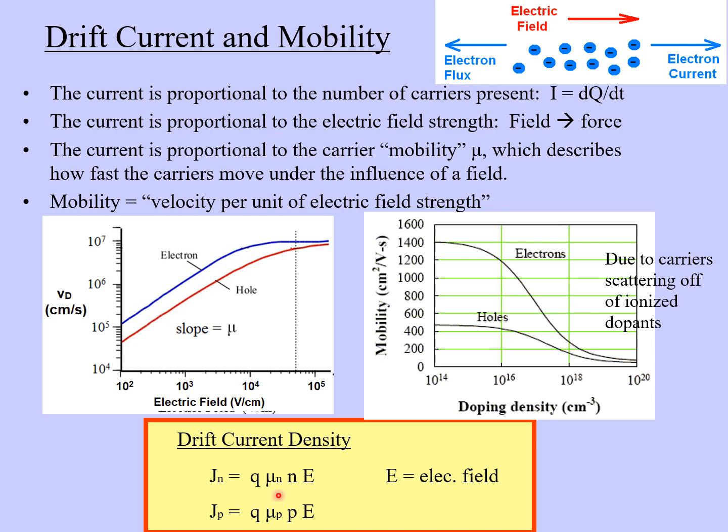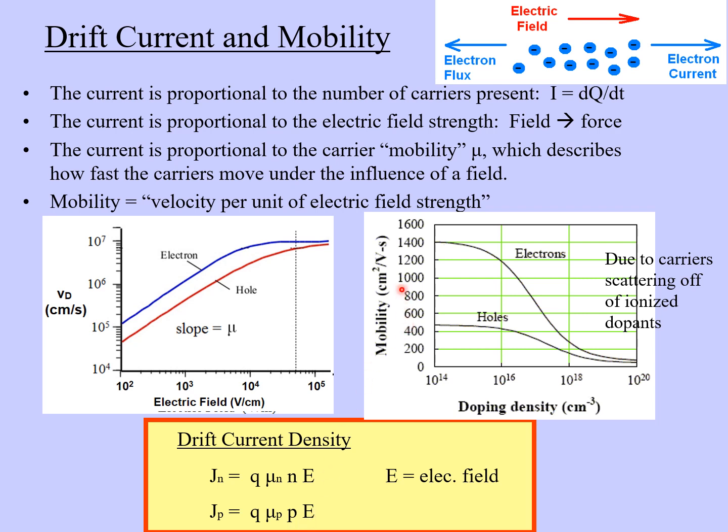So this expression here tells us how to calculate the drift current density. It's the electron charge times the mobility times the concentration of electrons n times the electric field strength E. Likewise for holes, the drift current density is q times the hole mobility, mu sub p, times p, which is the hole concentration, times the electric field strength again.